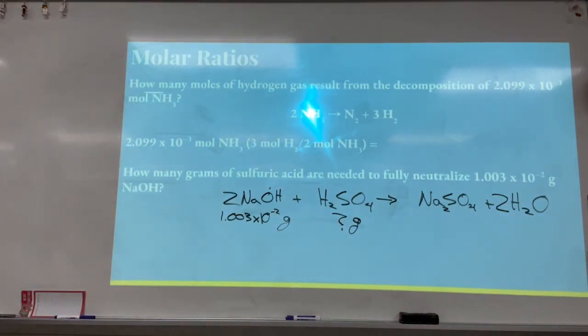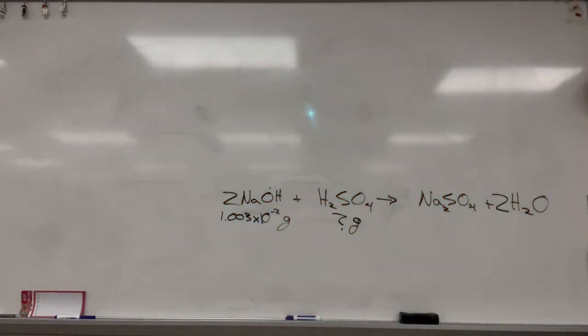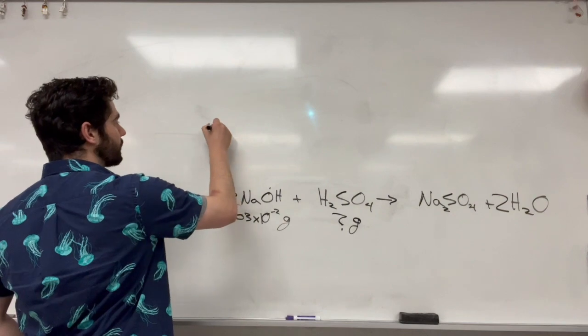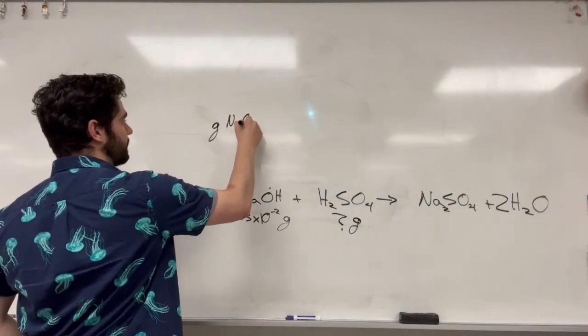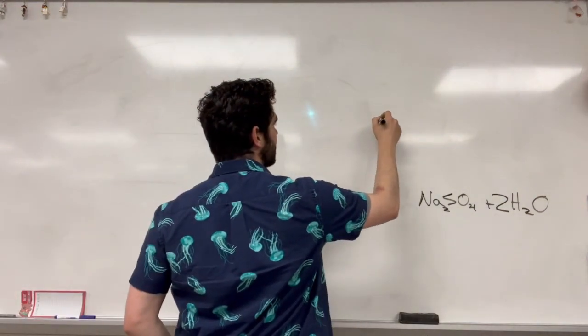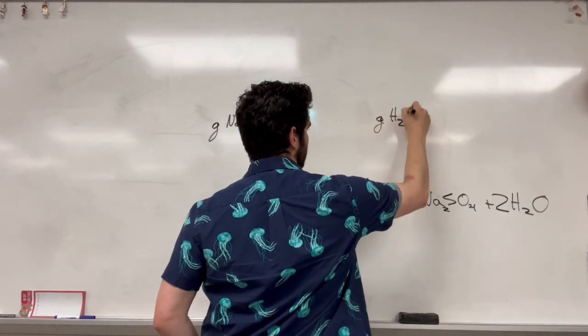Let's do a picket fence. Let me blank the screen and give us a roadmap. Are we going to need a periodic table for this part? Yeah, or Google. Can we use Google on the test? We're starting here, right? Grams of sodium hydroxide, and I want to get to grams of acid.